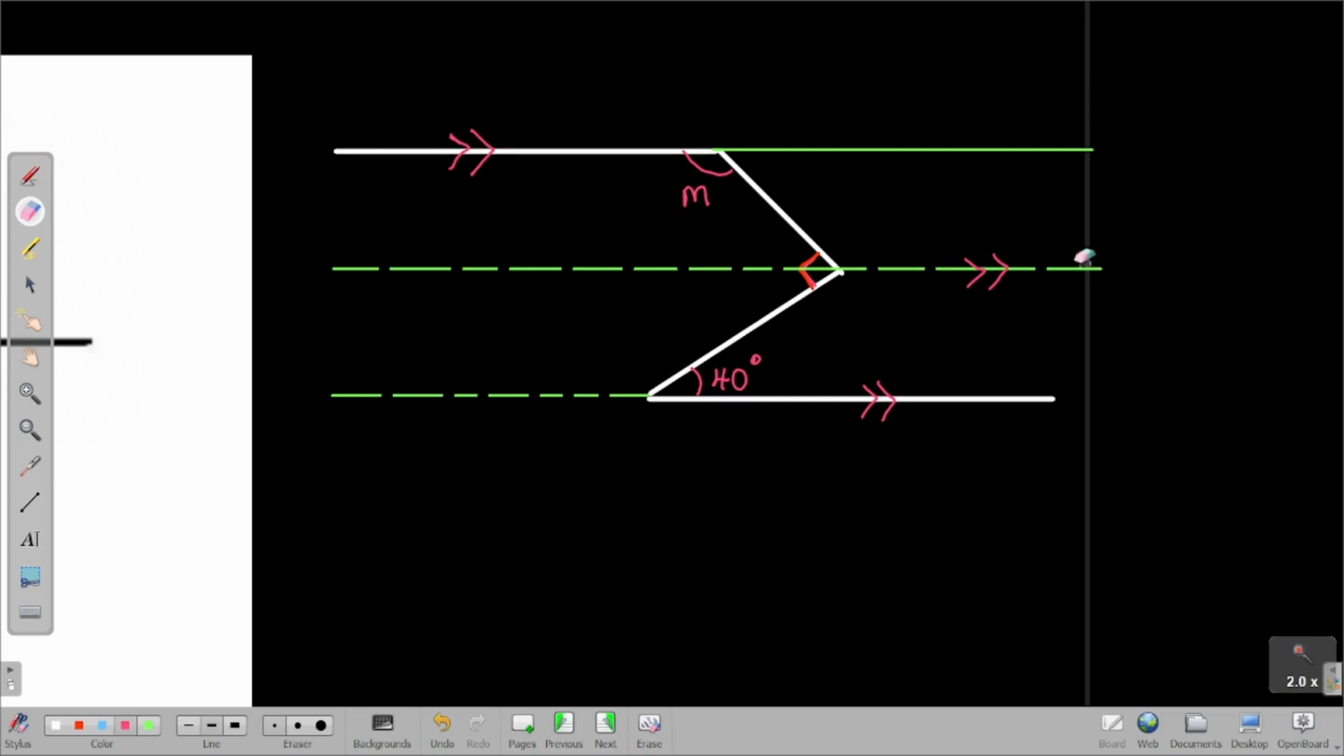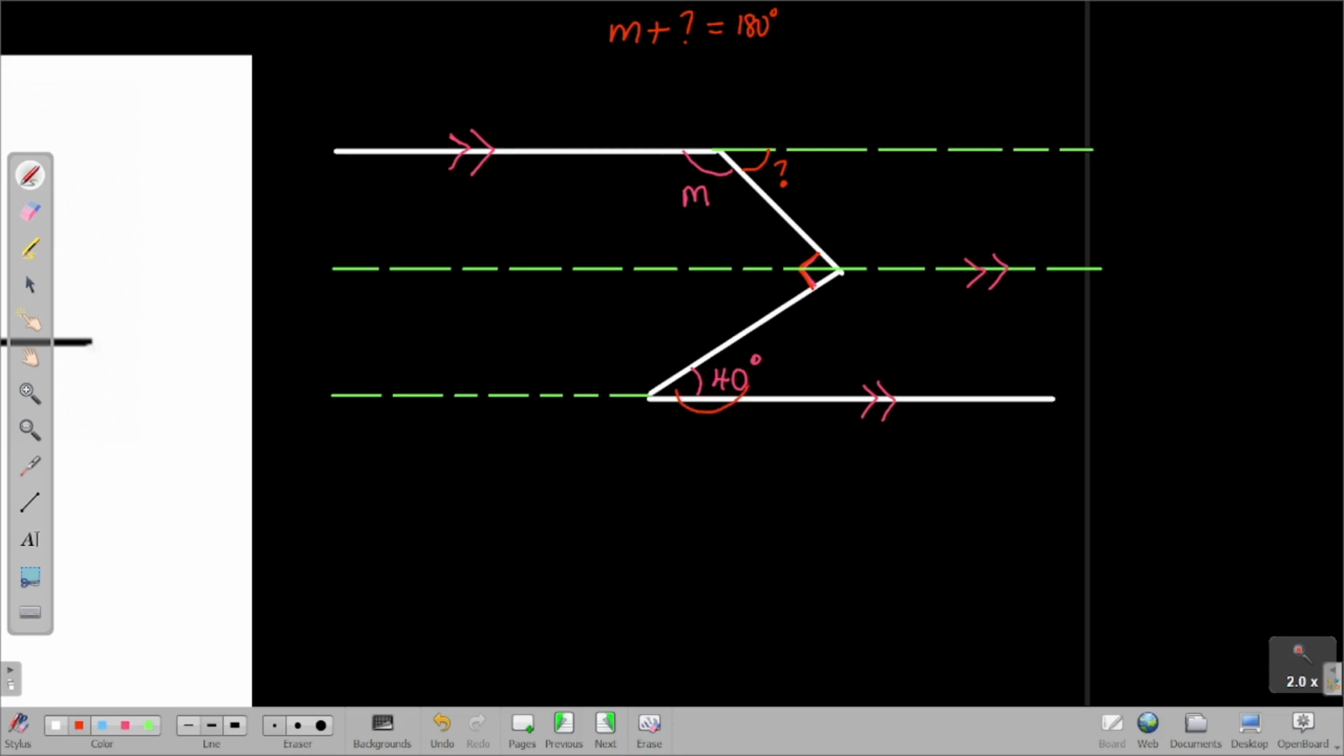I'm using a dashed line because these lines were not originally part of the diagram, so I can differentiate. Okay, so now if we know the value of the angle here, we can use angle on a straight line. Remember that angles on a straight line add up to 180 degrees, so m plus that angle will give us 180 degrees. So if we know that angle, we can find m.